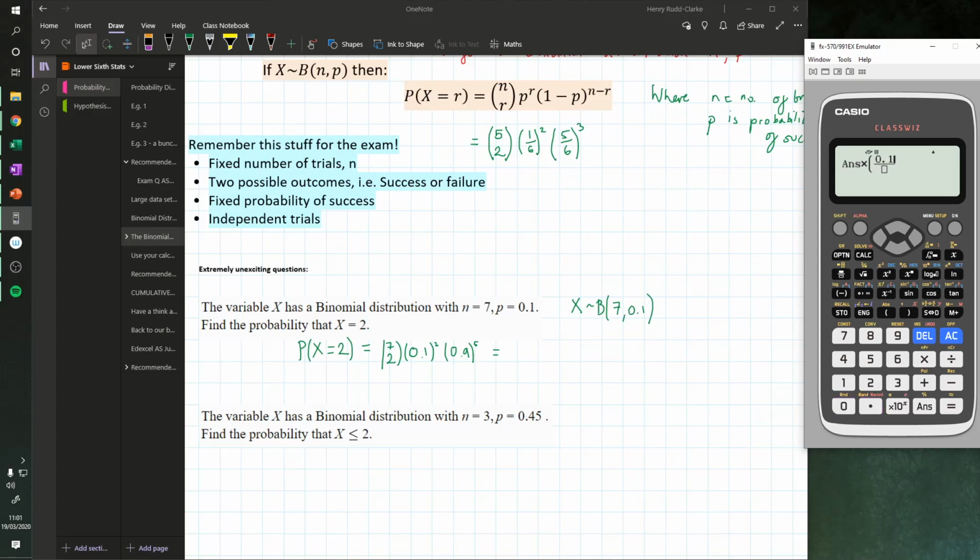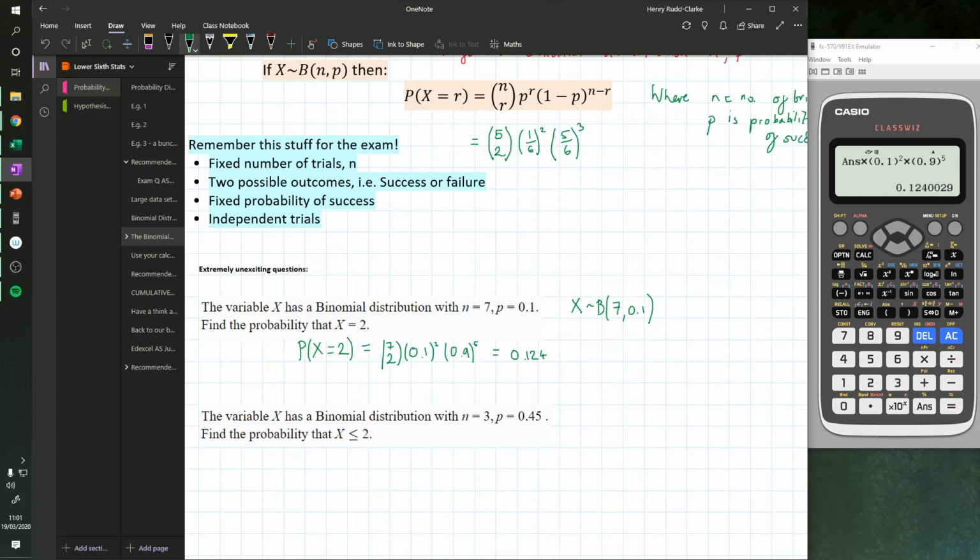Let's type in the 0. Oh, why did I put a fraction in there? Here we go. 0.1 squared times by 0.9 to the power of 5. 0.1240. Let's say 0.124. Okay.